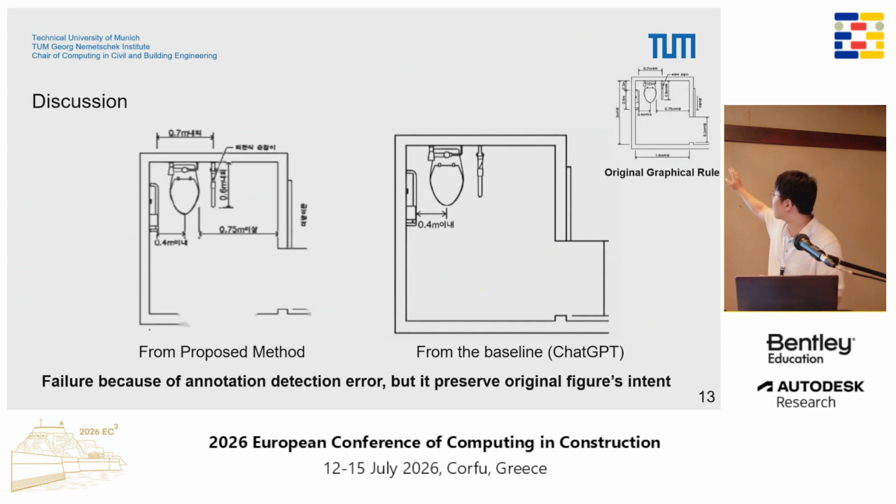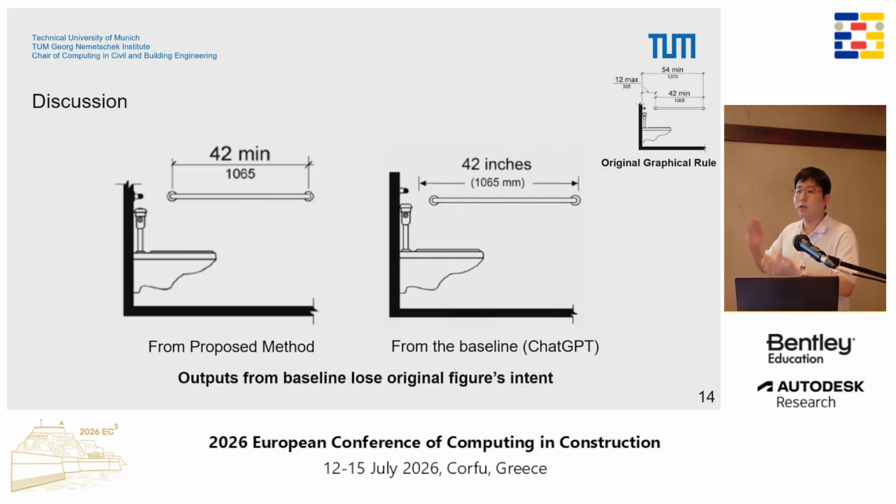So the right side is the original graphical rule input, and the left side is from the proposed method, and this is from the baseline. As you can see, it can isolate the very single requirement, and it looks very clean. From time to time, our proposed method fails to isolate the annotation itself and just blurs a random part of the explanation. However, we have very good successful cases and some failure cases of ChatGPT.